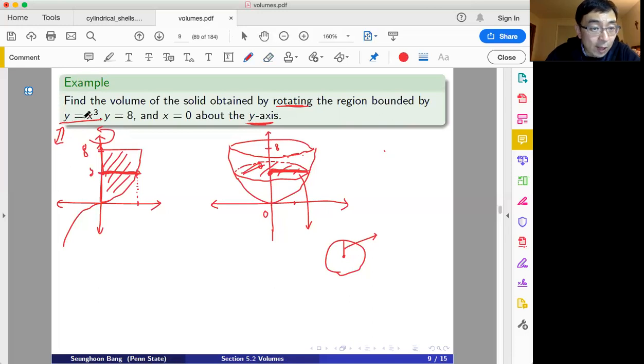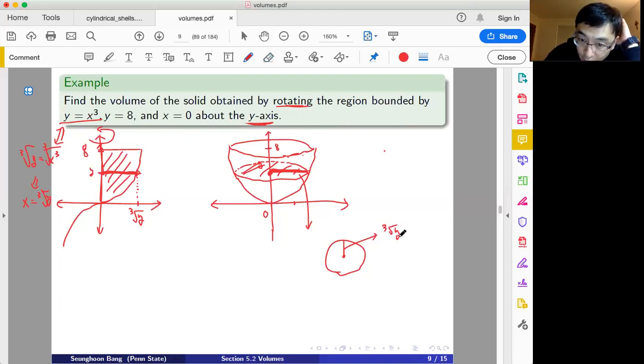Here, y equals x cubed is given. Take the cube root of both sides. So we have x equals cube root of y. So this value is the cube root of y.